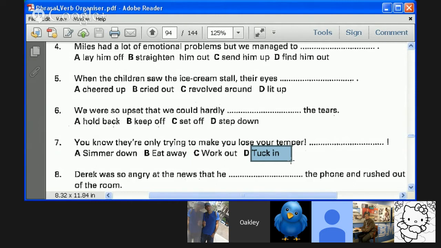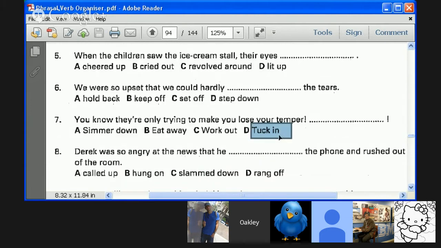All right. You tuck in your children. You tuck your children into bed. They get into bed and you pull the covers up under their chin and you give them a kiss on the head and say goodnight. So that's extremely common. You tuck in your children, kiss them goodnight, and you push the covers in around them so they're nice and warm and comfortable.